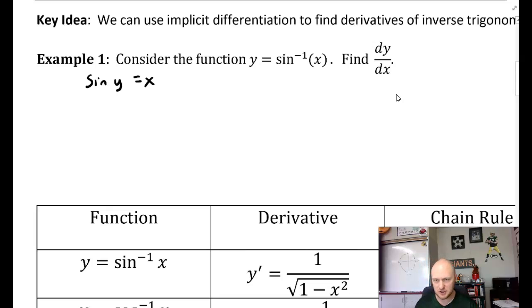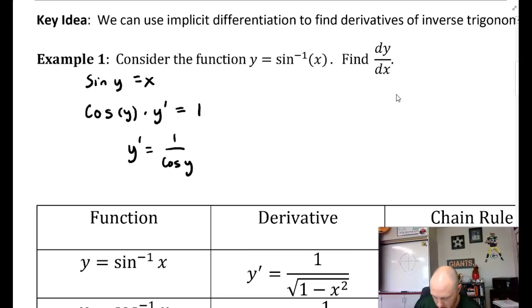Okay, and I want to differentiate this. So the derivative of sine, well, that is cosine of y, and I have to multiply times the chain, times the derivative of y, which is y prime, and then the derivative of x is equal to 1. So solving for dy dx, we get y prime is equal to 1 over cosine of y. Now, this doesn't really help me. It's not in terms of x.